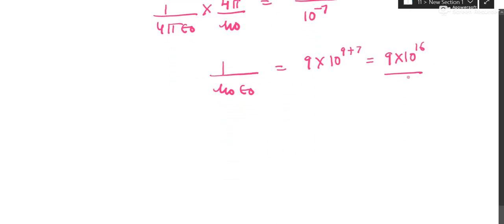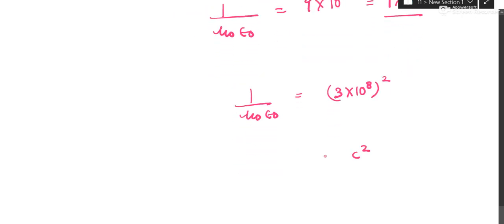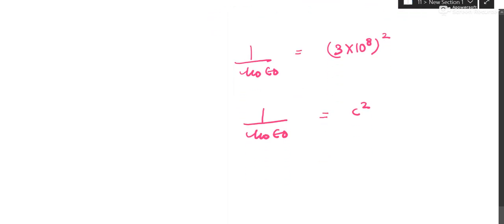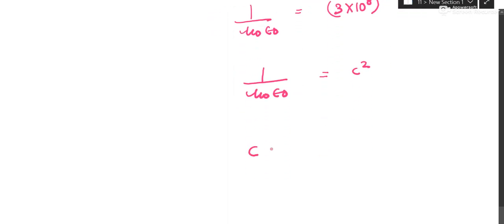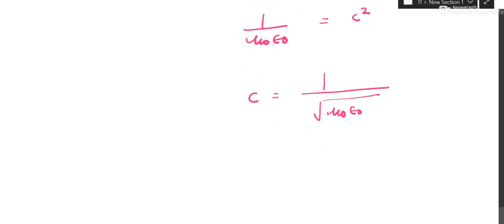Okay. So what is this? This is 3 into 10 to the power 8 whole square, which is speed of light. Okay. So this is C square. Speed of light square is equal to this. So this is the relation between these three quantities. So C can be written as 1 by root mu naught epsilon naught. Okay, so this is the speed of light in vacuum or air, right? C is speed of light in vacuum or air. So this is equal to this.